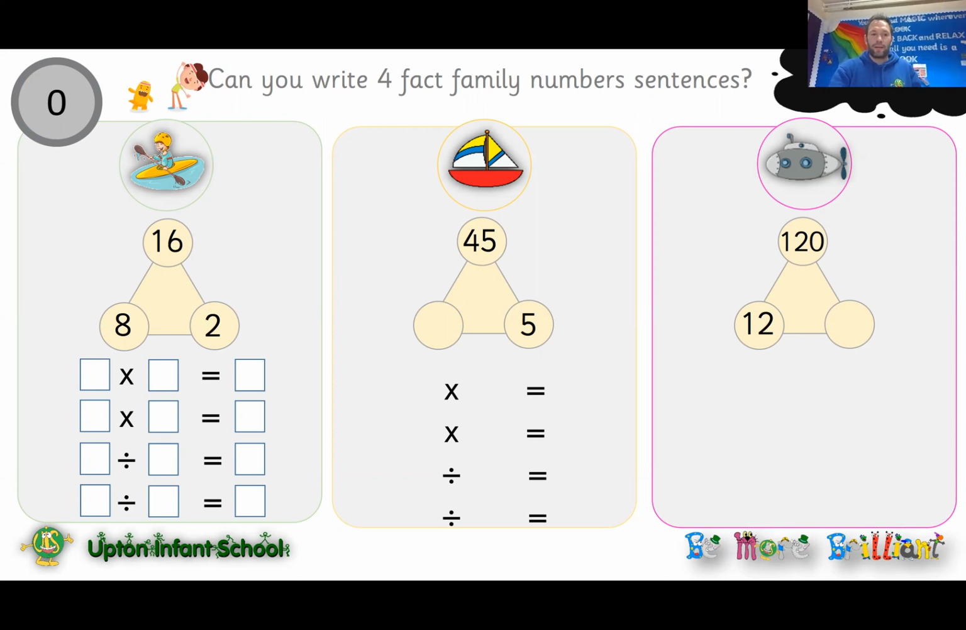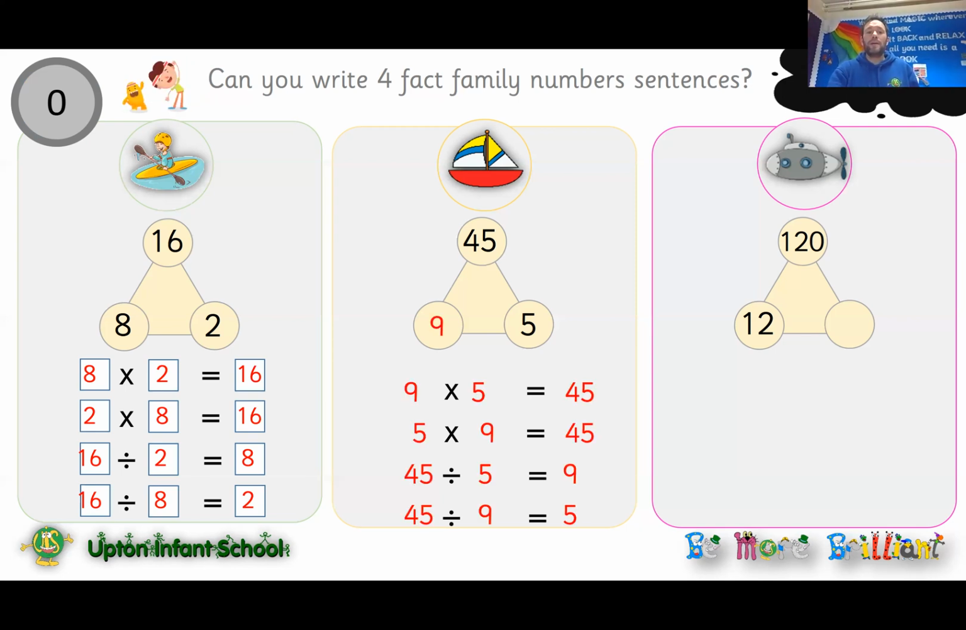Well, let's go through the answers. So on our first challenge, 16, 8, and 2 were our three numbers. And here are the number sentences. 8 times 2 is 16, and 2 times 8 is 16. 16 divided by 2 is 8, and 16 divided by 8 is 2. The missing number on the middle challenge was 9. 9 fives are 45, and 5 nines are 45. 45 divided by 5 is 9, and 45 divided by 9 is 5.